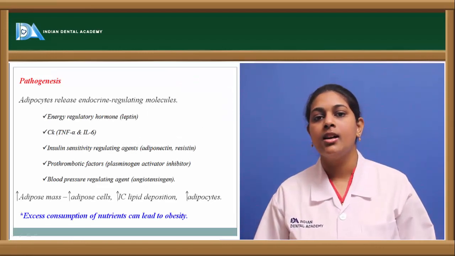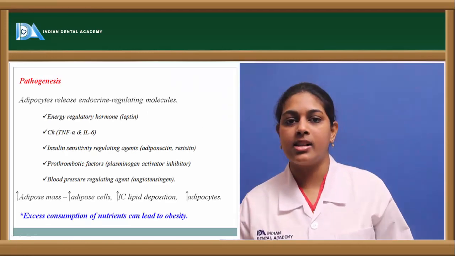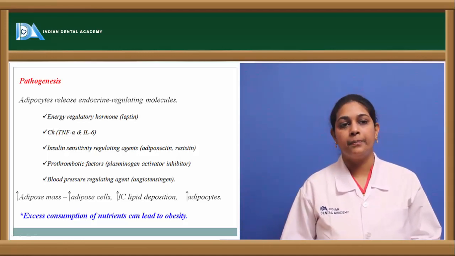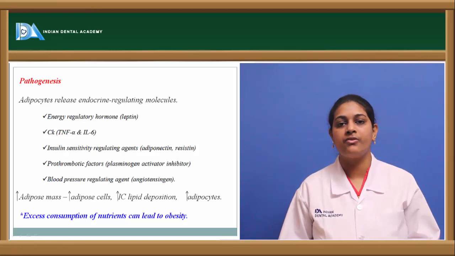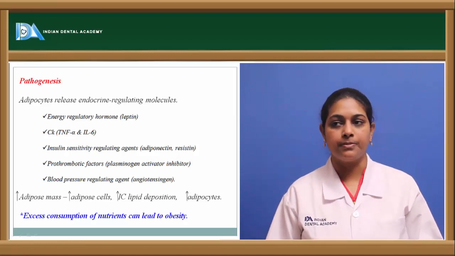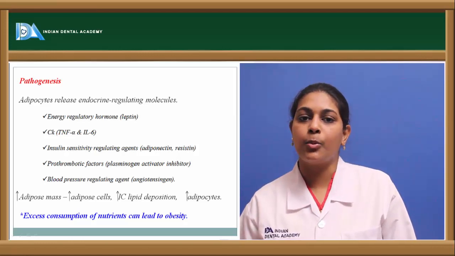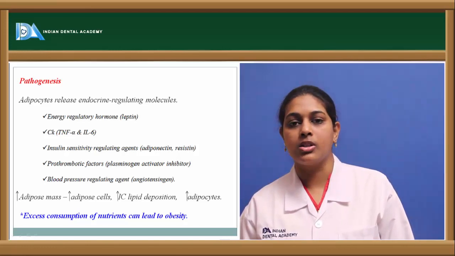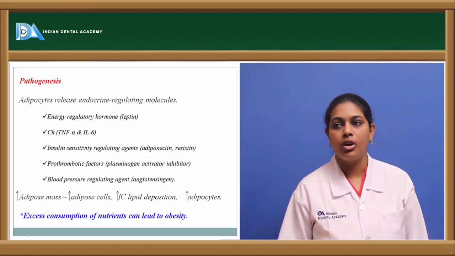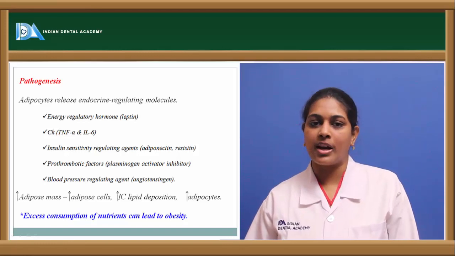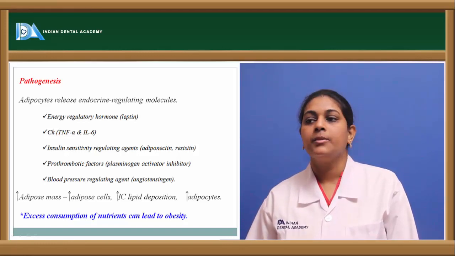Coming to the pathogenesis, how obesity occurs. Usually adipocytes, as already explained, are the cells which constitute the adipose tissue, and these adipocytes cause the accumulation of fat beneath the skin, which makes the patient appear fluffy in nature. Other than that, the adipocytes also have certain other functions: they release certain endocrine regulating molecules. Among them are the energy regulatory hormone known as leptin, and cytokines, which are tumor necrosis factor alpha as well as interleukin 6.